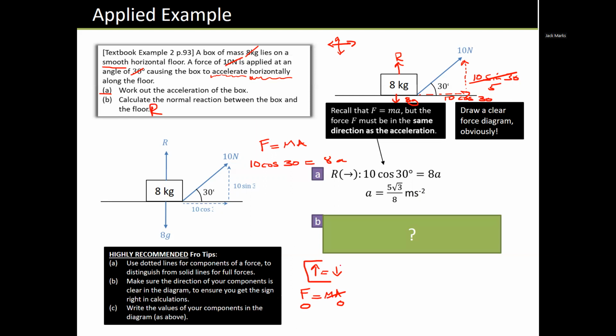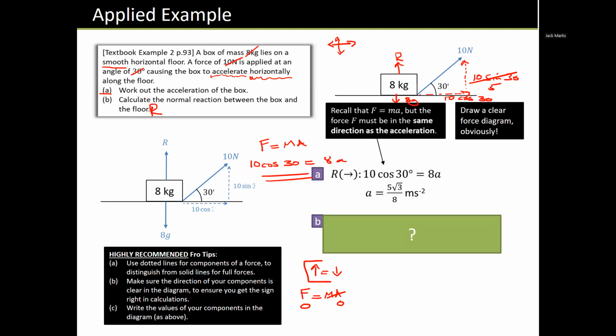So half of mechanics for A-level is more or less F equals ma. F equals ma is very obvious when you're told that something is accelerating, but this idea of up equals down, left equals right, that's really just a manifestation of the same idea.